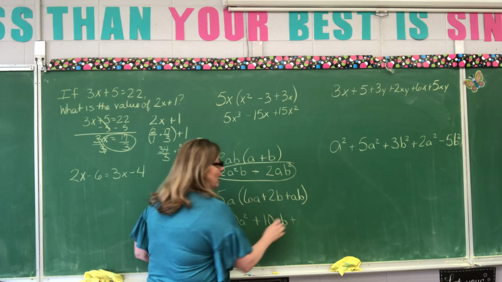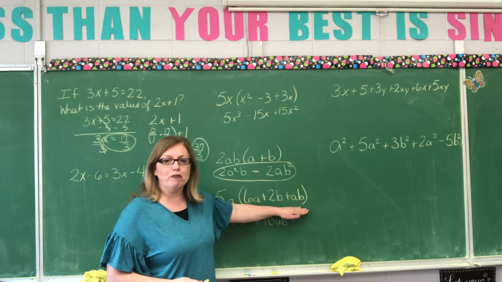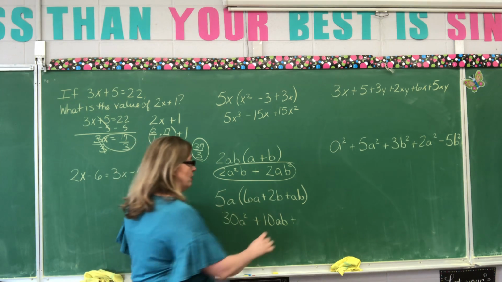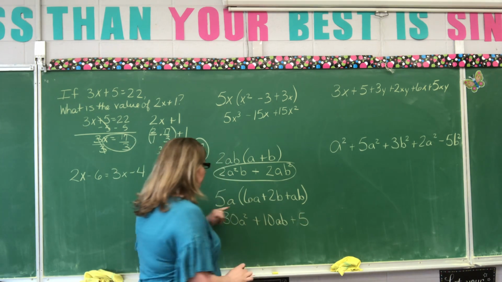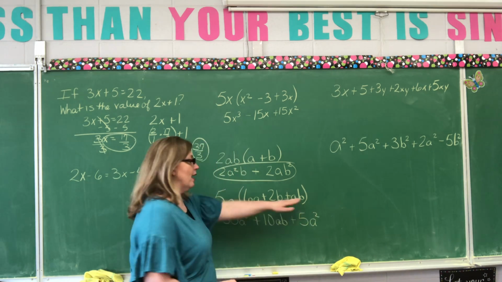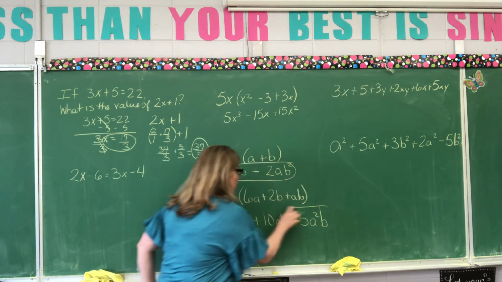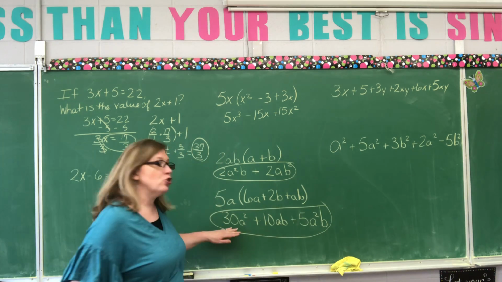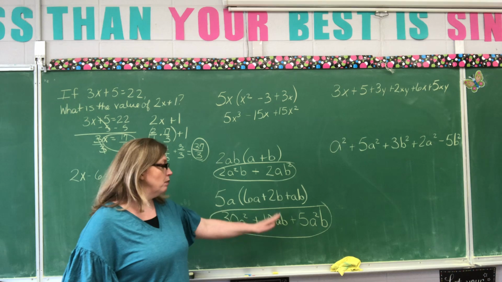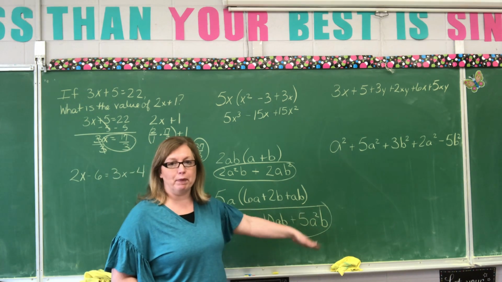Okay, now we have ab. What's the coefficient of ab? 1. Okay, so 1 times 5 is 5. A times a is a squared, and then there's only the one b. So our final answer is 30a squared plus ab plus 5a squared b.